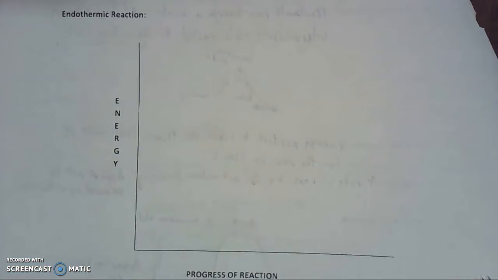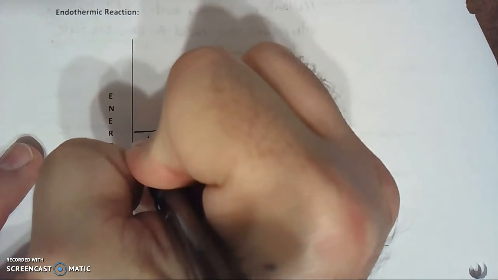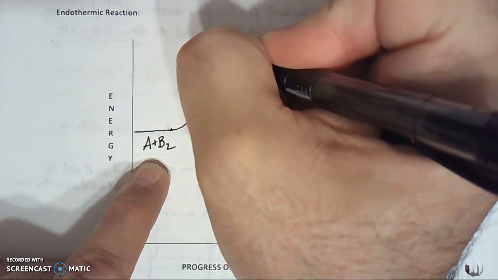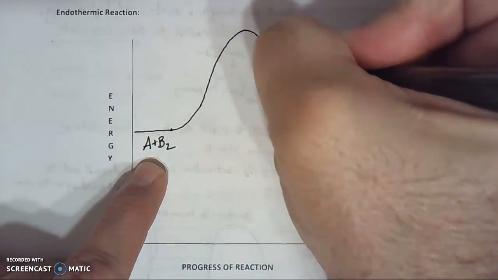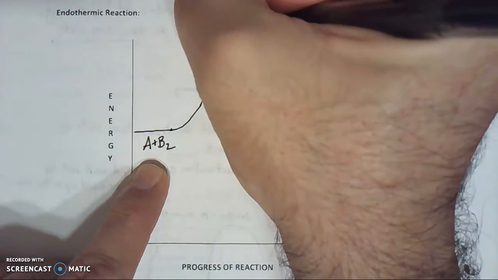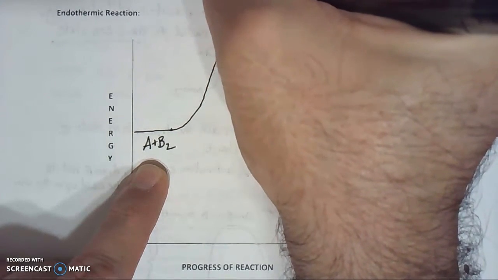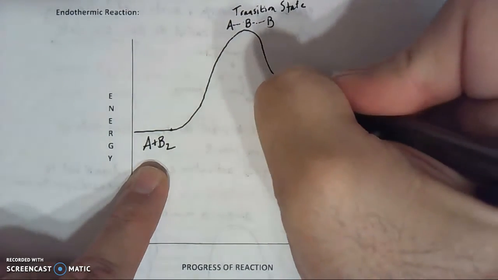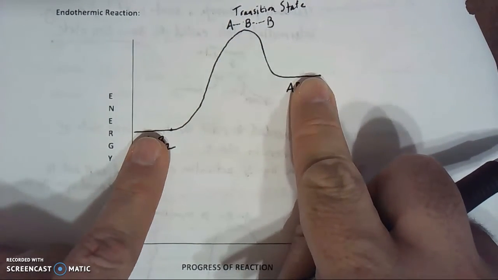Same premise, we have A plus B2. We still are going to have to add energy in to reach the transition state. But where this one differs is where we end up. So here is our transition state. And now we end up higher than where we started.